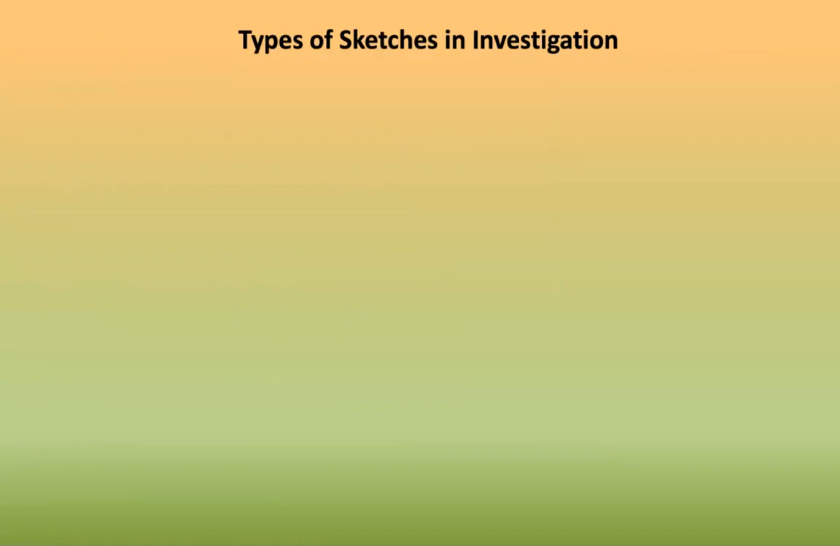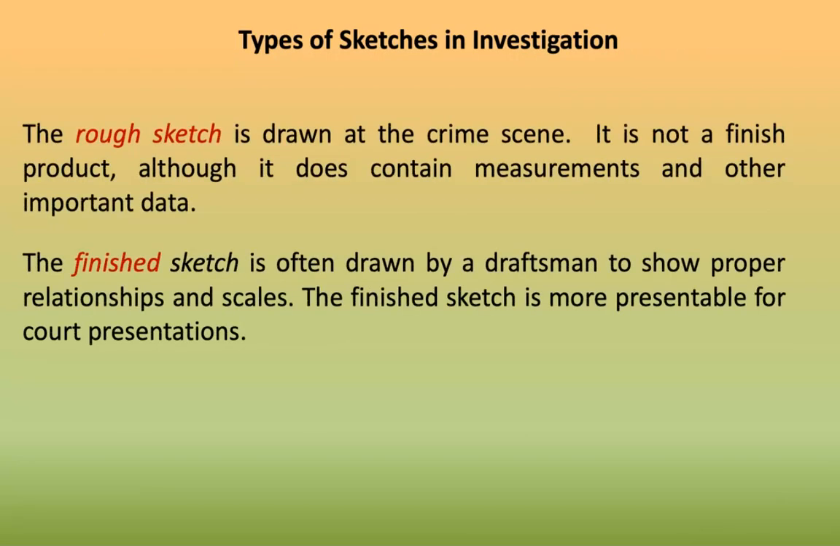Next is the types of sketches. So there are basically two types of sketches. One is the rough sketch, which is made on the spot at the crime scene, and then there is a finished sketch, which is also known as a final sketch, that can be drawn by a draftsperson or a good sketching artist, or maybe the investigating officer can also do this work as well.